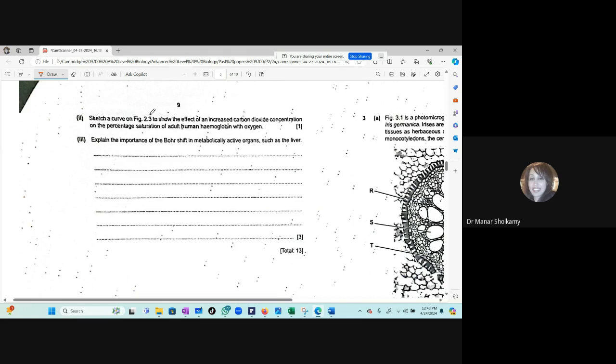Sketch a curve on the figure to show the effect of increased carbon dioxide concentration on the percentage saturation of adult human hemoglobin with oxygen. Okay, we need to sketch a curve to show the effect of increased carbon dioxide concentration on the percentage saturation. How will you sketch this curve?